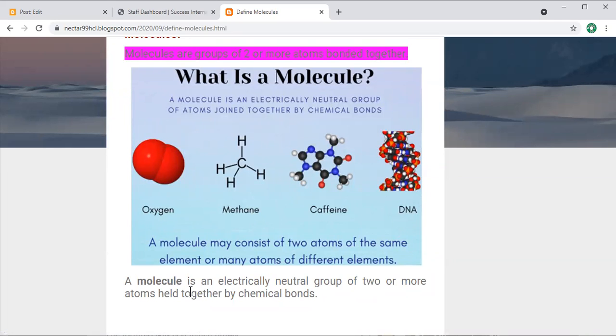So a molecule is an electrically neutral group of 2 or more atoms held together by a chemical bond.